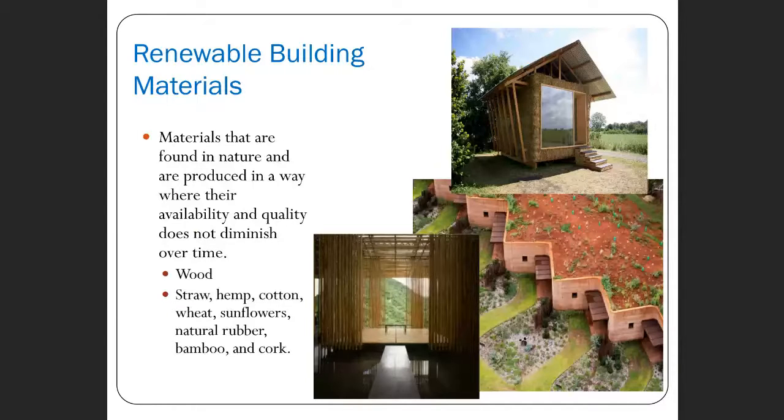Renewable building materials are materials found in nature and produced in a way where their availability and quantity does not diminish over time, right? So our wood is hopefully going to come from a sustainably managed forest. If it's responsibly managed, that forest can grow new trees at the same rate that we as construction professionals are taking those trees down and using them to build buildings. We also have other potential renewable building materials: cotton, wheat, sunflowers, natural rubber. I'll show you some pictures here in a minute.